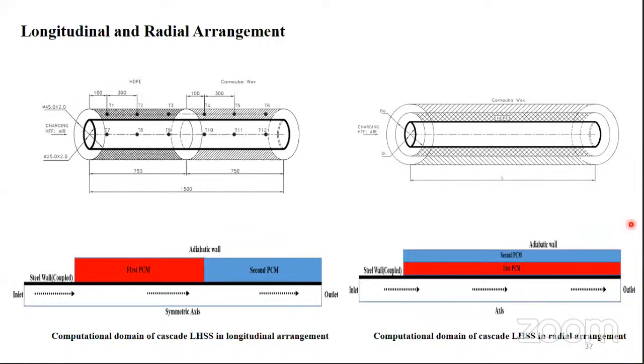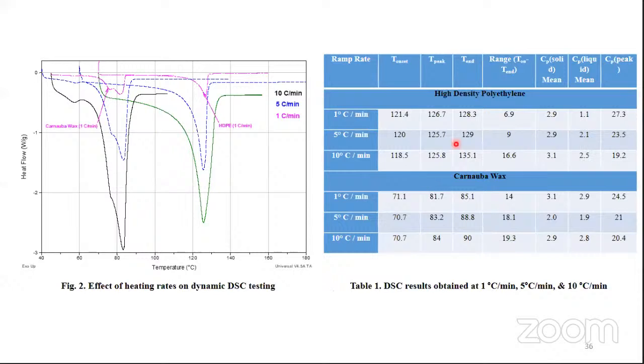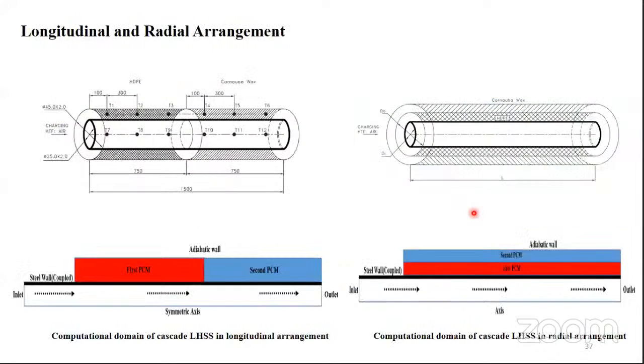So there are two types of system. One is the radial type and another one is the longitudinal type, or you can say axial type. Like along the axis we put the two PCMs, and the other along the circumference. And the phase change materials which we have utilized are HDPE and carnauba wax.